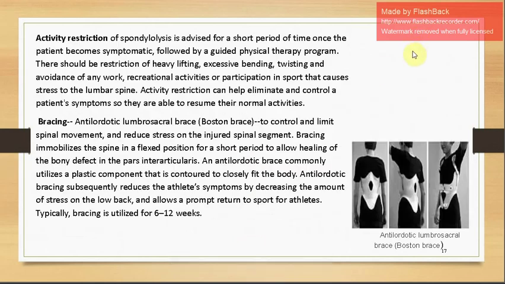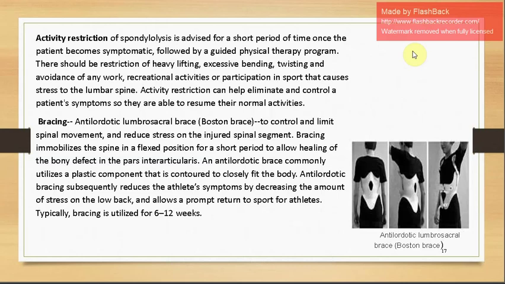Activity restriction, as I said, is advised for a short period of time once the patient becomes symptomatic, followed by a guided physiotherapy program. There should be restriction of heavy lifting, excessive bending, twisting, and avoidance of any work, recreational activities, or participation in sports that cause stress to the lumbar spine. Activity restriction can help eliminate and control a patient's symptoms so they are able to resume their normal activities.